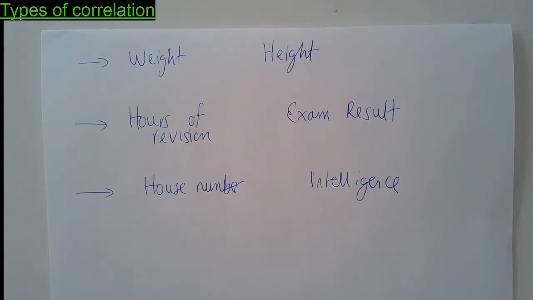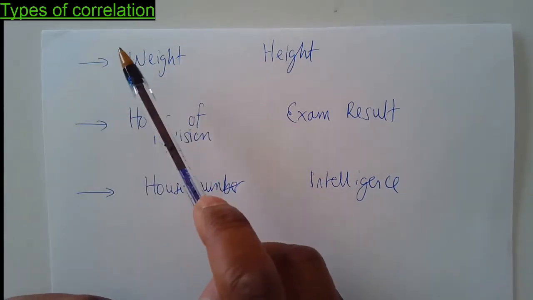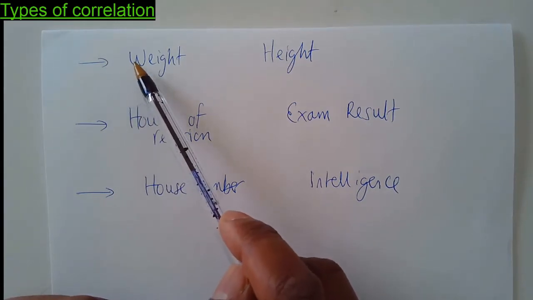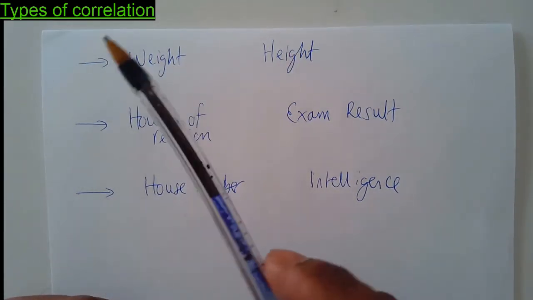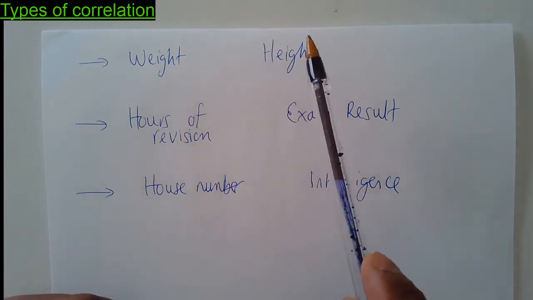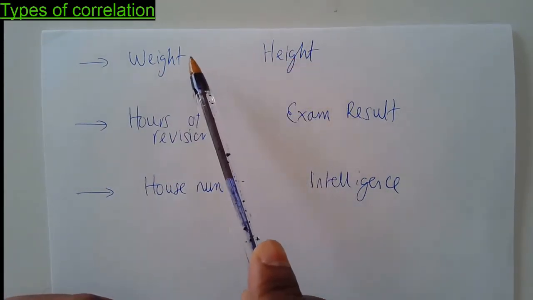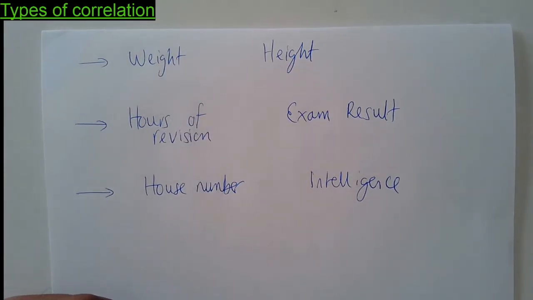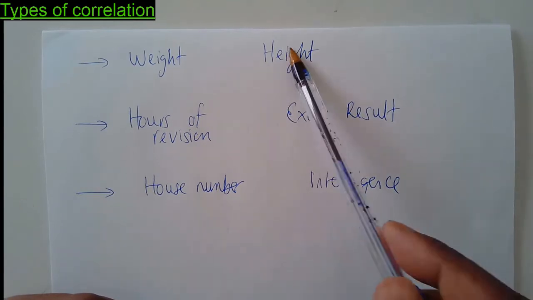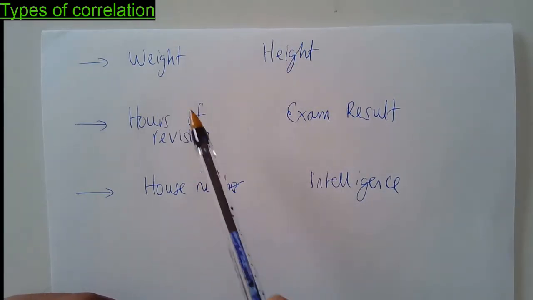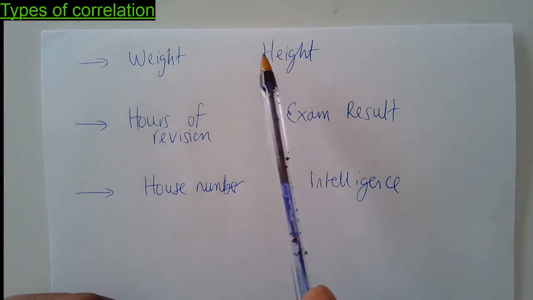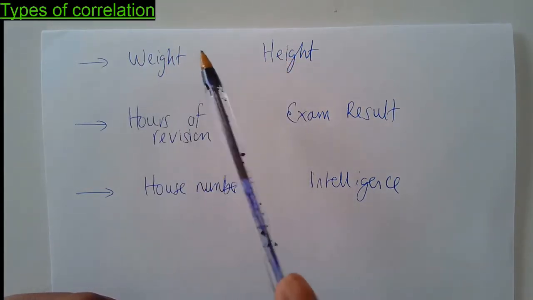In this video, I'll be looking at the connection between two things, what we call correlation. Here we've got weight and height of people. Obviously there's a connection between weight and height. We normally say the taller the person, the more weight that person has. So as height goes up, weight goes up as well. If height goes down, weight goes down. Okay, there's a connection, what we call a positive correlation or a positive association.